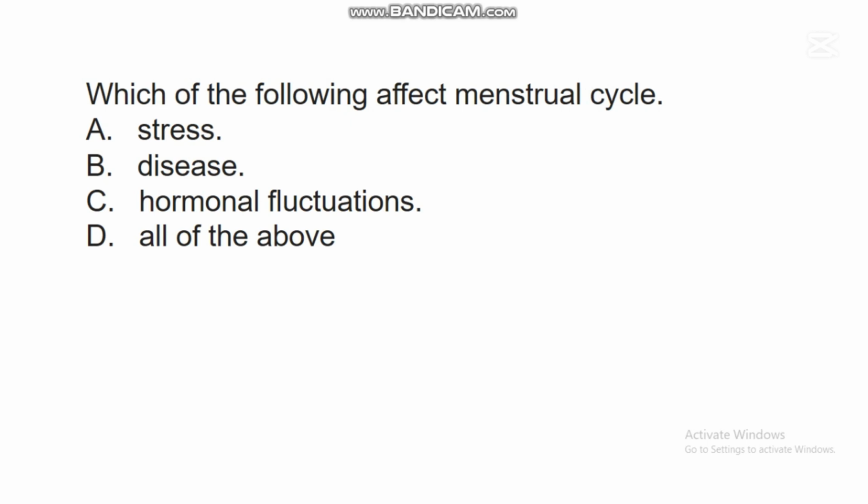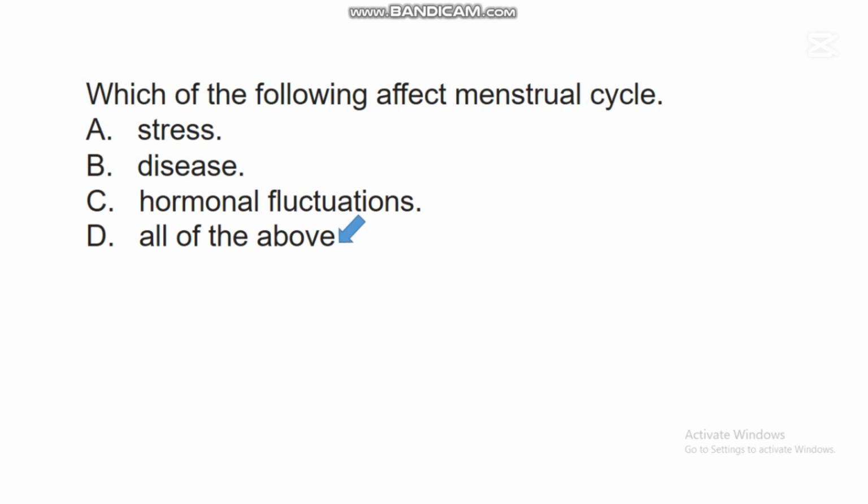The next question says, which of the following affects the menstrual cycle? A. Stress. B. Disease. C. Hormonal fluctuations. D. All of the above. In this question, the correct answer is D. All of the above. Studies have shown that there are many factors that affect the menstrual cycle. These factors include stress. When an individual is under a stressful situation or condition, it can affect the menstrual cycle.